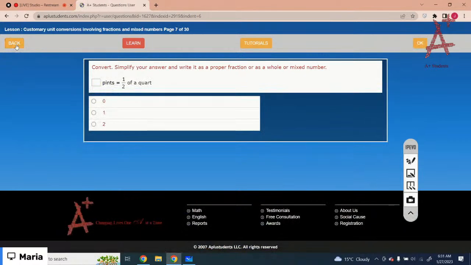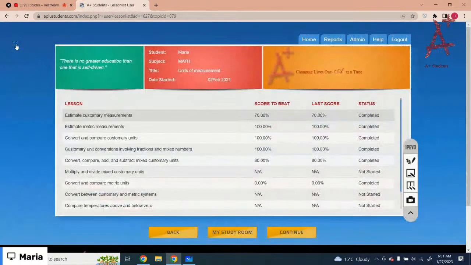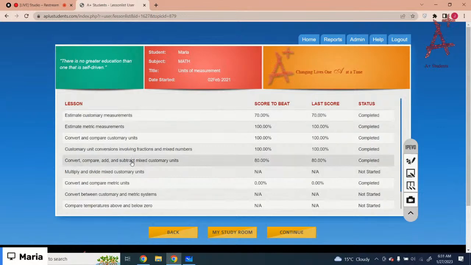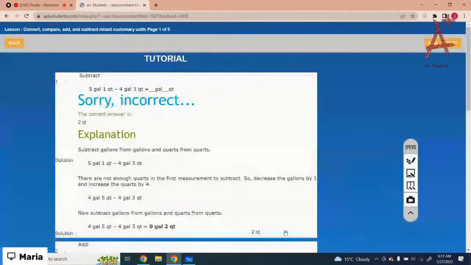And the next lesson is convert, compare, add, and subtract mixed customary units. Let's just start the next lesson. Okay, 5 gallons, 1 quart minus 4 gallons, 3 quarts. So you always subtract the same units. Got it? Just subtract gallons from gallons and quarts from quarts. So 5 take away 4 is 1 gallon, and 1 take away 3 is 2 quarts.